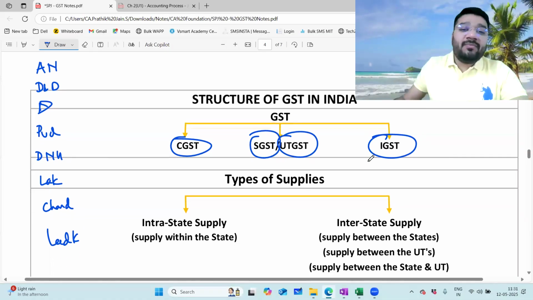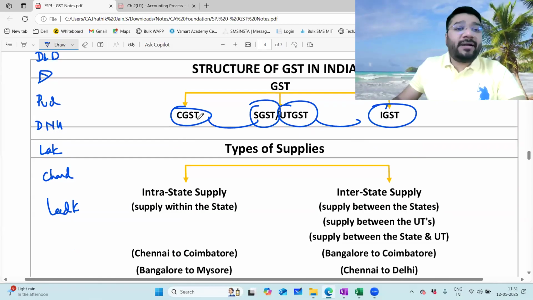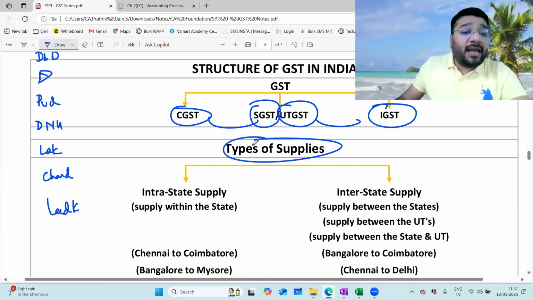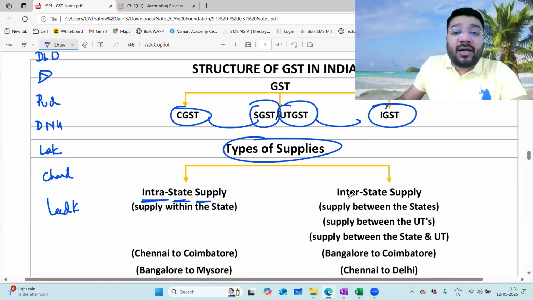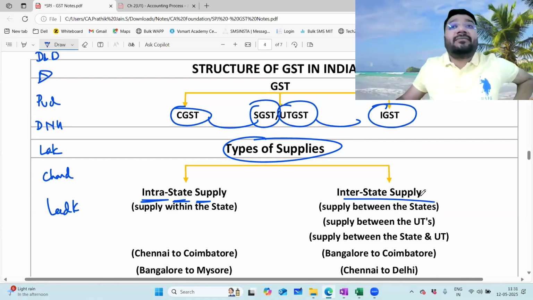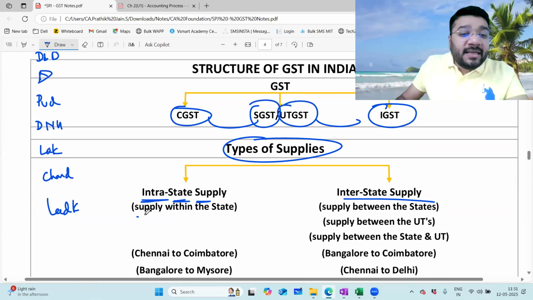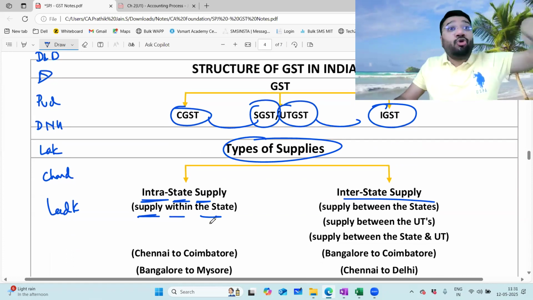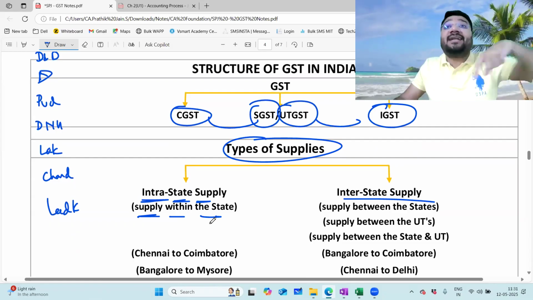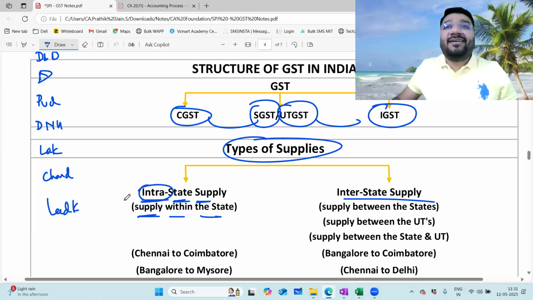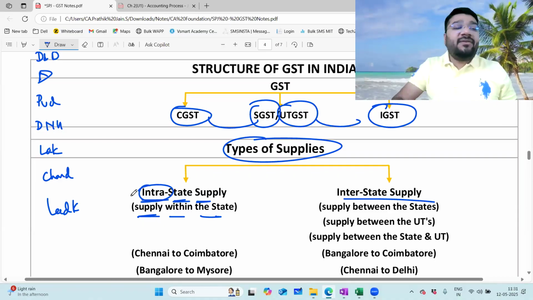Okay. Now, before we understand CGST, SGST, UTGST, and IGST, we have to understand the 2 types of supply. One is called intra-state supply. Second is called interstate supply. Intra, then inter. Supply within the state, goods sold within the state, is called intra. Within the state. It's called intrastate supply.